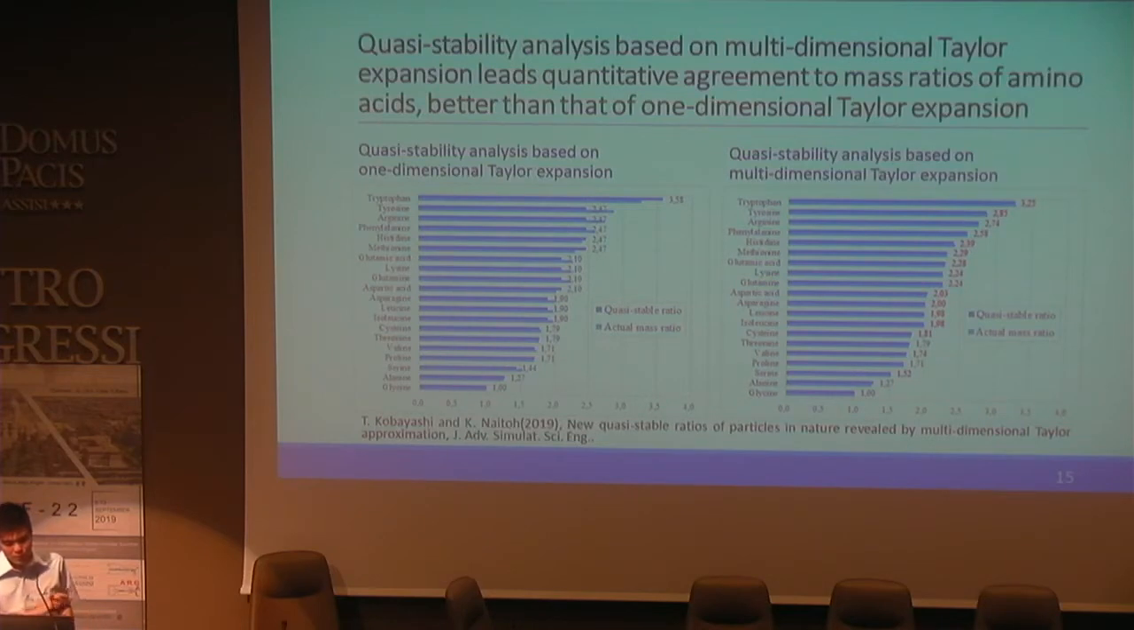This result shows that quasi-stability analysis based on multi-dimensional Taylor expansion leads to better agreement with mass ratios of amino acids than that of one-dimensional Taylor expansion.